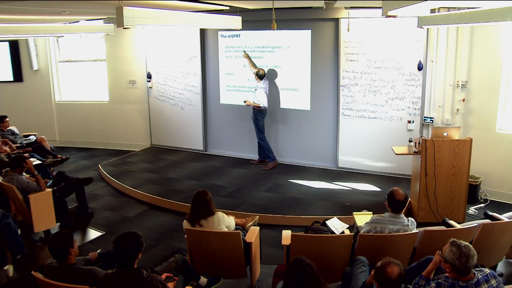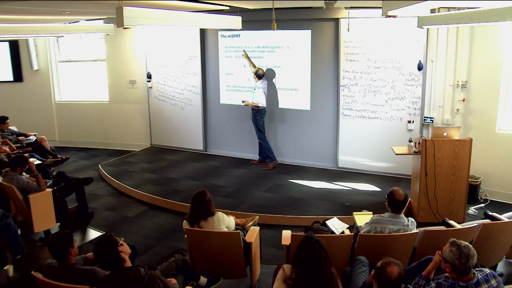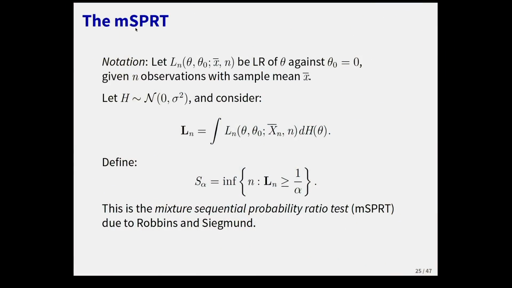The notation here is the likelihood ratio after n observations of theta against theta naught. And what I do is integrate that likelihood ratio against a mixture distribution. I'm deliberately not calling it a prior here, though it does have an interpretation as one. The idea is that when the likelihood ratio of theta against theta naught is high, it means that theta is a lot more likely than theta naught. But I don't know in advance what thetas are possible, and so I integrate against this mixture distribution to consider all likelihood ratios simultaneously.